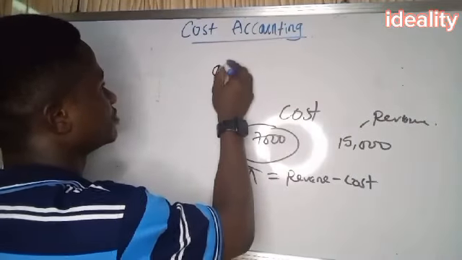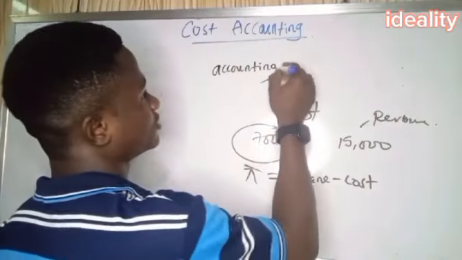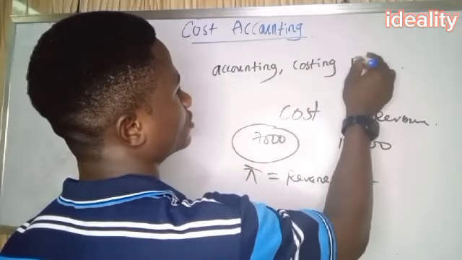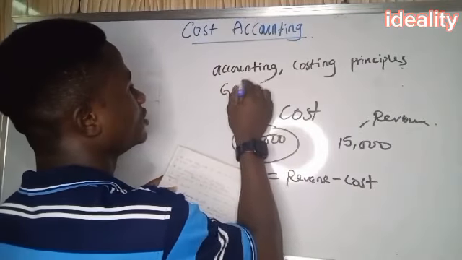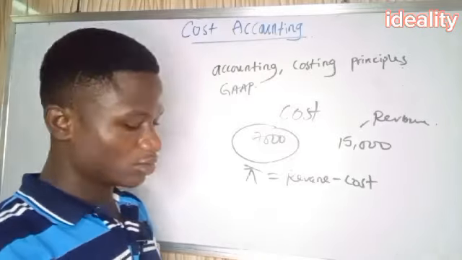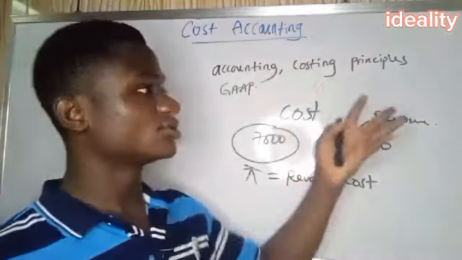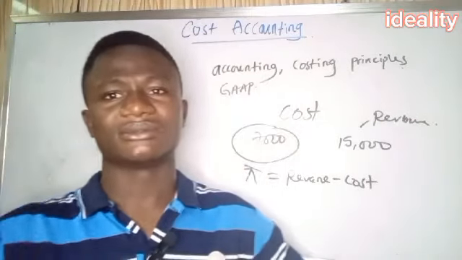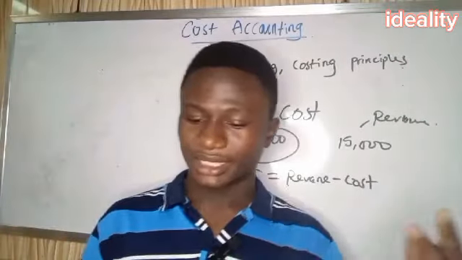Of course, you know that the accounting principles are the GAAP, generally accepted accounting principles. So when I'm using the accounting principles, I'm following the accounting procedures and the costing principles to get the cost at which a firm produces its goods. We call that cost accounting.